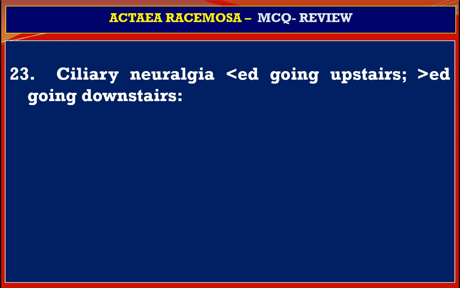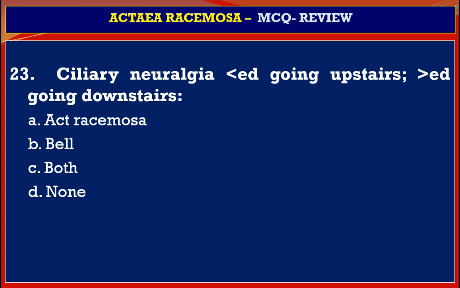The 23rd MCQ is ciliary neuralgia, aggravated going upstairs and ameliorated going downstairs. We have variables: A for Actaea racemosa, B Belladonna, C both, and D none of above. Answer is A, Actaea racemosa.